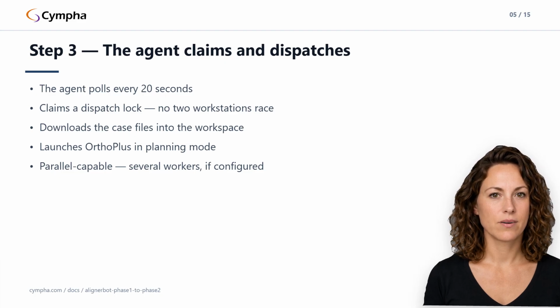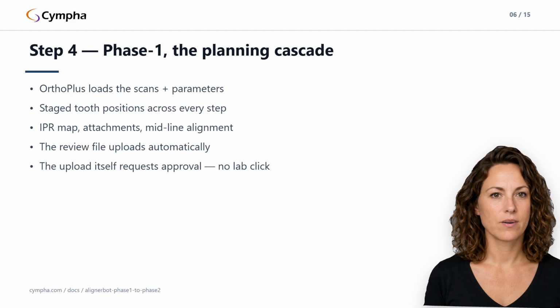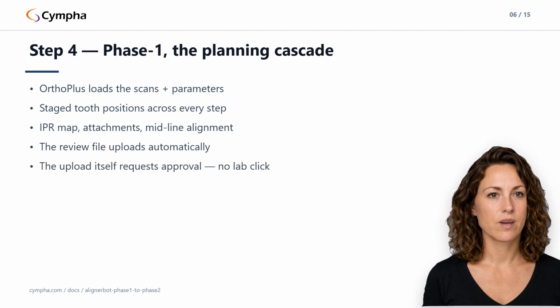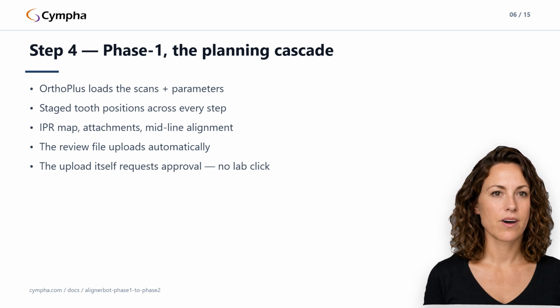And now the elegant part of the pipeline: the agent uploads that review file automatically, and a review file arriving via the agent requests approval by itself. The case flips to awaiting approval with the plan approval pending label, and no one at the lab clicked anything. The engine's working project file, by the way, stays local on the workstation; it's never uploaded. The clinician gets an email from Cympha: your plan is ready.